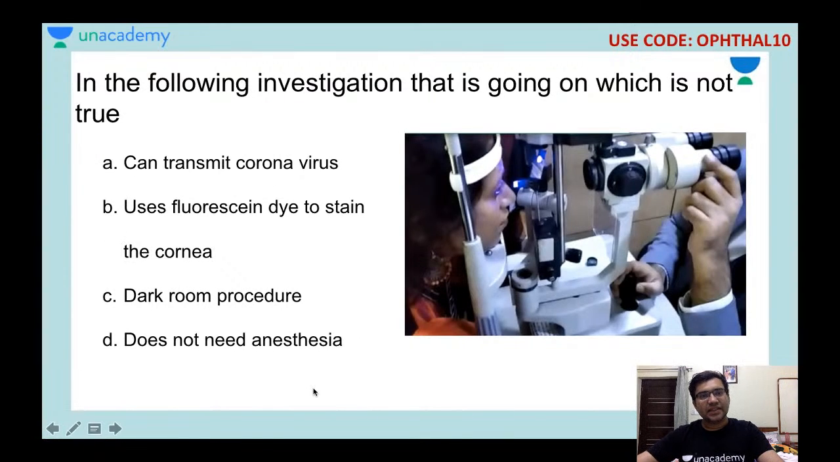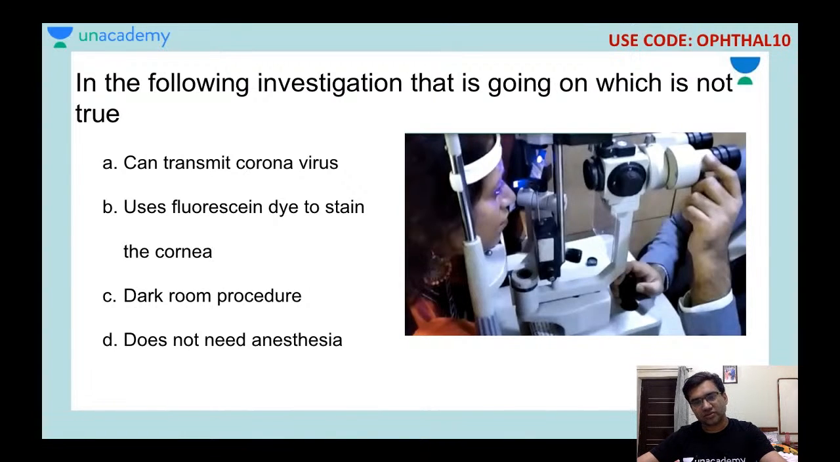Chalo. The next question is, in the following investigation that is going on, which is not true? Can transmit the coronavirus, uses fluorescein dye to stain the cornea, darkroom procedure, does not need anesthesia. If you can see in this picture, what is this procedure going on? The cobalt blue filter is being used, and this prism is touching the cornea. So this is an applanation tonometry which is going on.